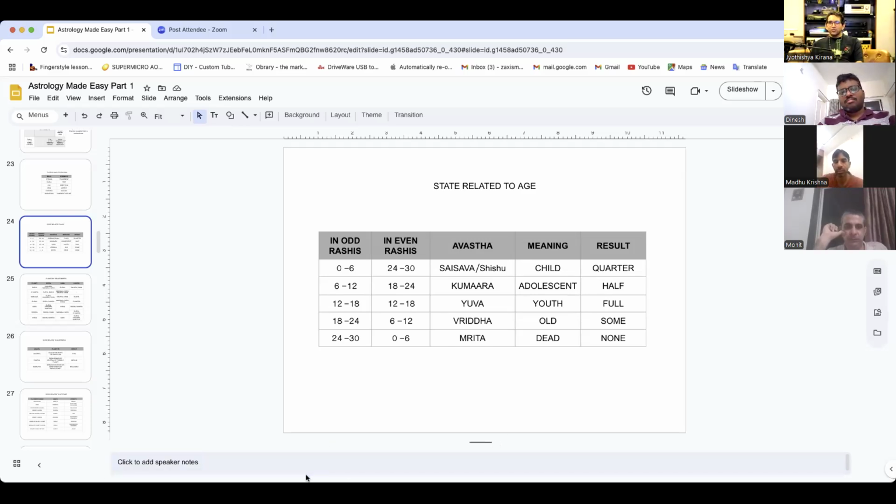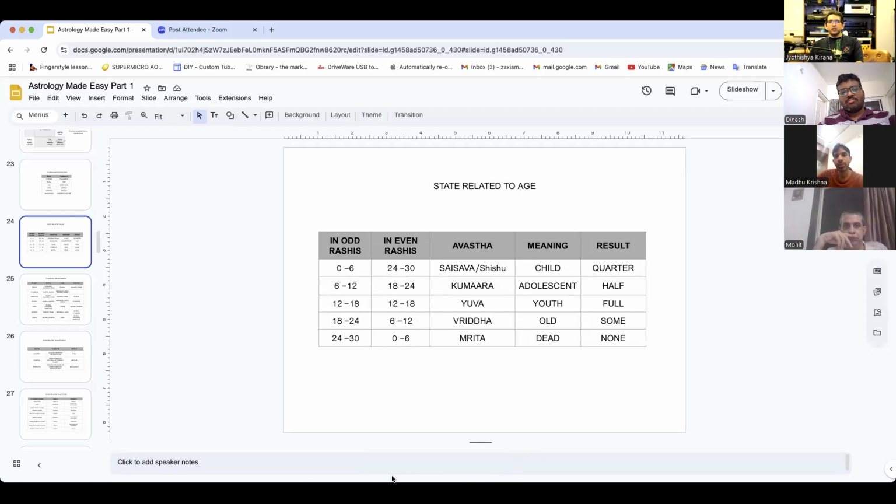So one state of avastha is what age the graha is in. The same thing happens in reverse in even rashi. In 24 to 30 degrees in even rashi, it will be Yuva. 18 to 24 is Kumara. 12 to 18 is Yuva, and 24 to 30 is Shishu avastha. And then 6 to 12 is Vriddha. 0 to 6 is Mrita avastha.